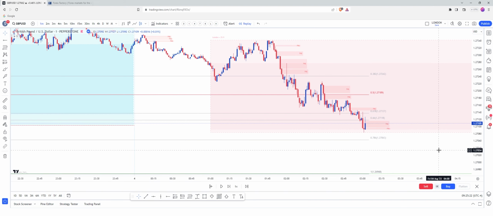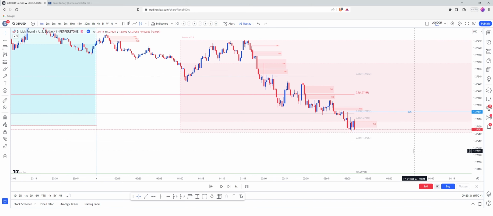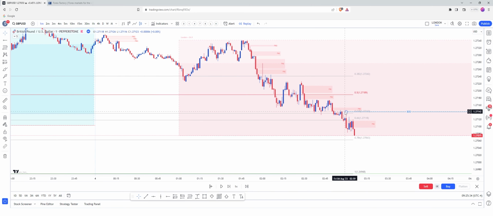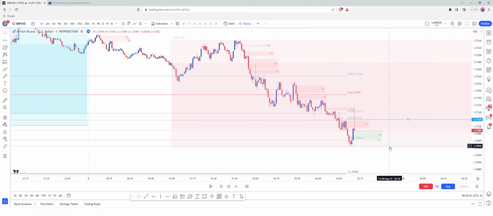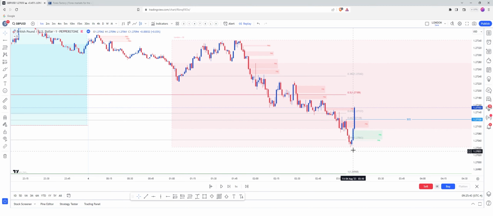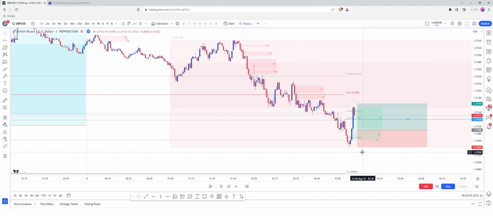So I started looking for the ICT 2022 mentorship model then for an entry, which would be a break of structure at this point. New break of structure is now here. So here we got the candle body close above for a break of structure. The entry is going to be from the first fair value gap inside this range. Stop loss below that low.